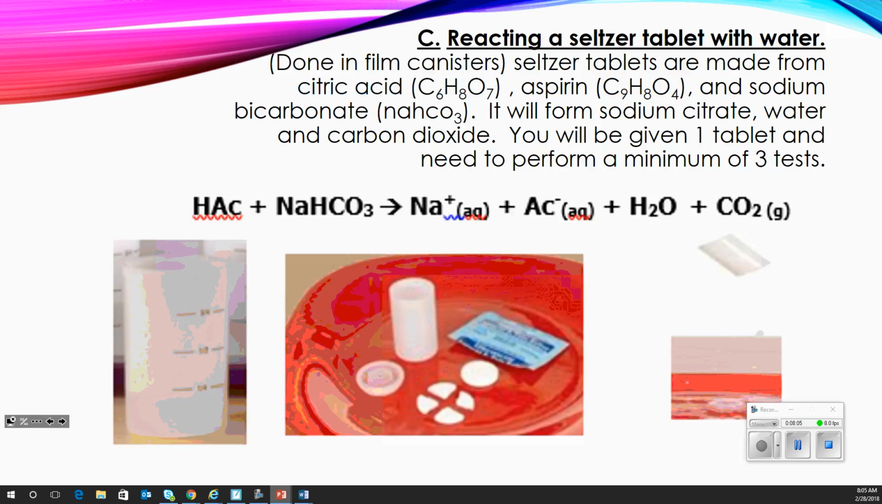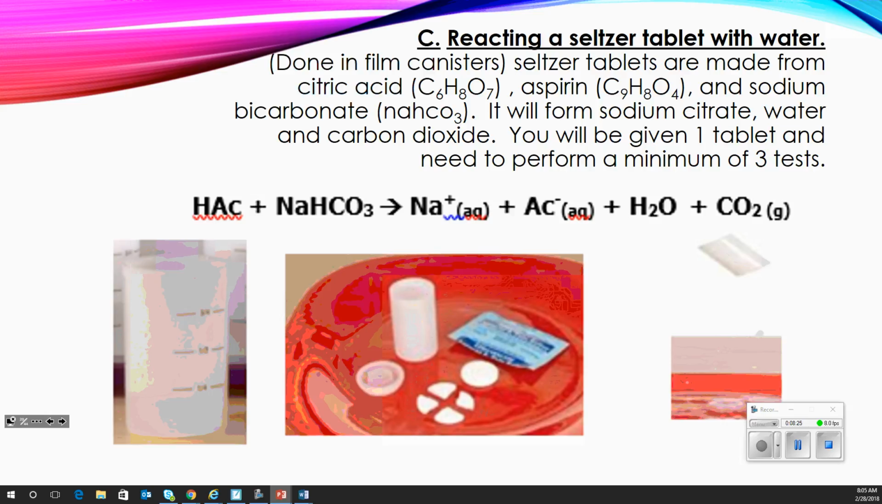Okay, I'm going to pause this again. Well, actually, let's talk about it first. So you're going to have a film canister. On the side of the film canister, it'll have marks. Most of them have a 1/4, a 1/3, and a 1/2 as the marks. This one has a 1/4, a 1/3, and 3/4. But you're going to pick one of those marks to fill up with water.